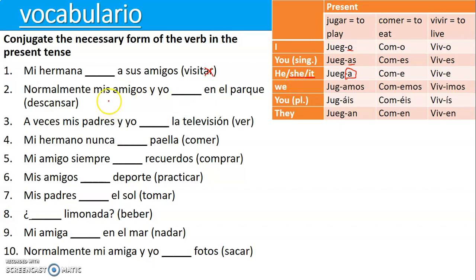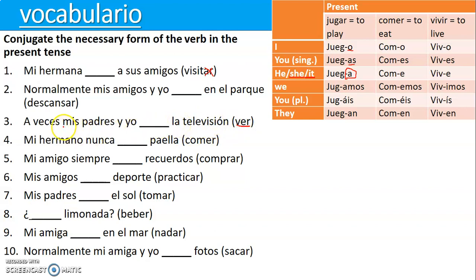If we look at a couple more together, let's have a look at this one here, number 3. A veces, okay, so this first one's going to be mi hermana visita, so it's going to be with an A on the end. Mi hermana visita a sus amigos. This one is a veces mis padres y yo, a form of ver, which means to watch, la televisión.